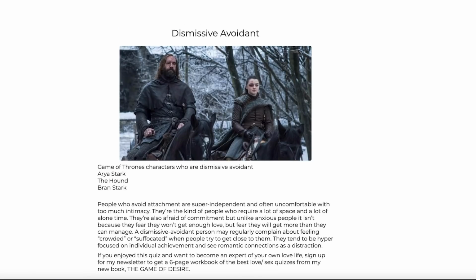Moving right along, let's talk about the avoidant attachment type. Now, people who avoid attachment are super independent and often uncomfortable with too much intimacy. They're the kind of people who require a lot of space and a lot of alone time. They're also afraid of commitment, but unlike anxious people, it isn't because they fear they won't get enough love, but fear they will get more than they can manage. A dismissive avoidant person may regularly complain about feeling crowded or suffocated. They tend to be hyper-focused on individual achievement and see romantic connections as a distraction to their end goal.